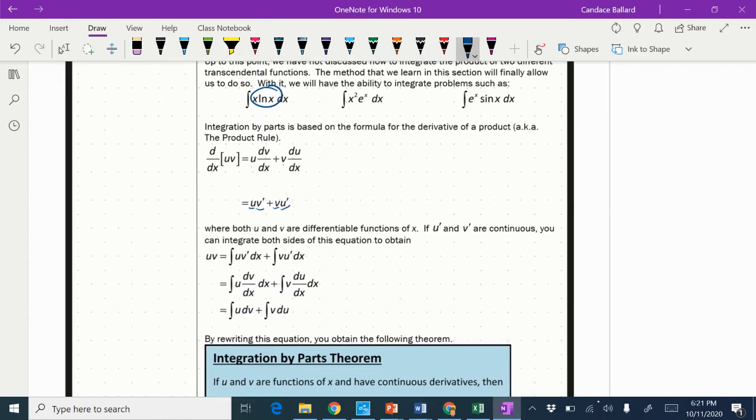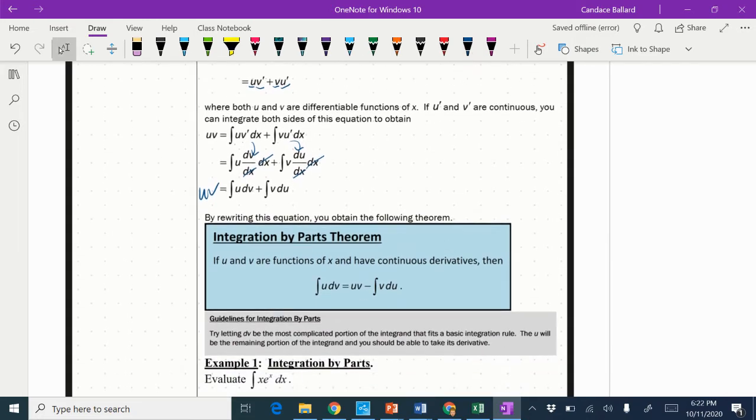So if u prime and v prime are continuous, you can integrate both sides of the equation. When we integrate both sides, we would end up with u v prime dx plus the integral of v u prime dx. v prime is the same as saying dv dx, and u prime is the same as saying du dx. So we know that uv equals the integral of u dv, because the dx is canceled, plus the integral of v du, which means the dx is canceled here.